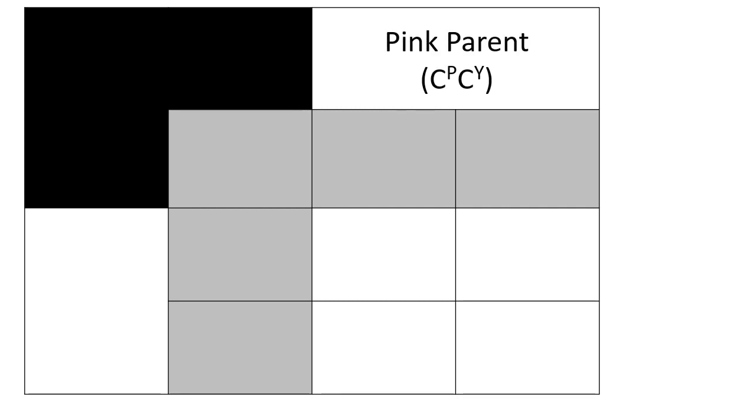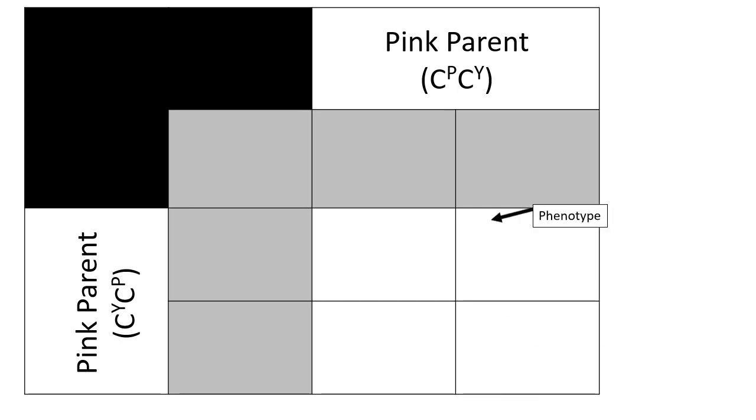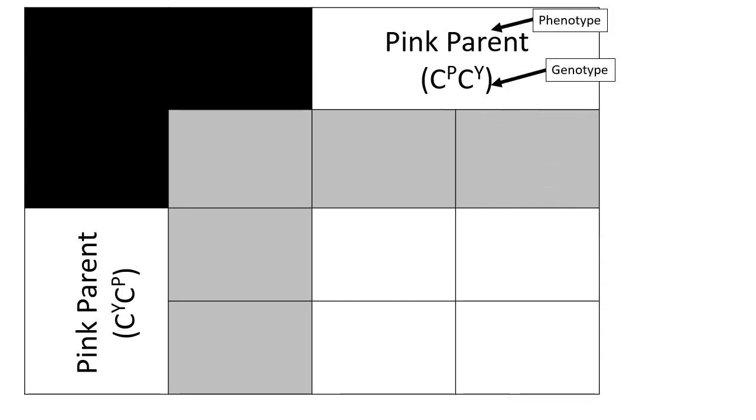So we've got pink parents, 2 of them, obviously, and we are making sure that we are including both the phenotype, that they are pink, and also the genotype, so which alleles they have. So we know that they are heterozygous, they have 1 pink allele and 1 yellow allele. Okay. Next, we start filling in the gametes.